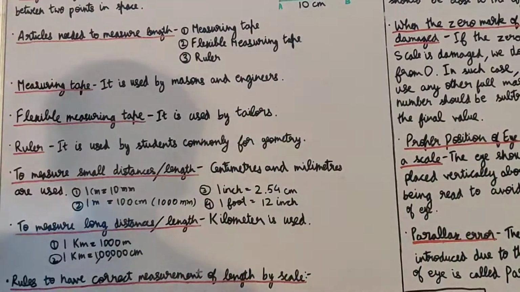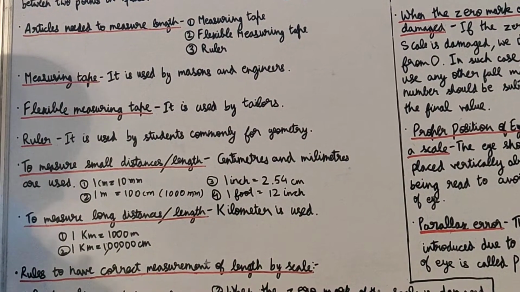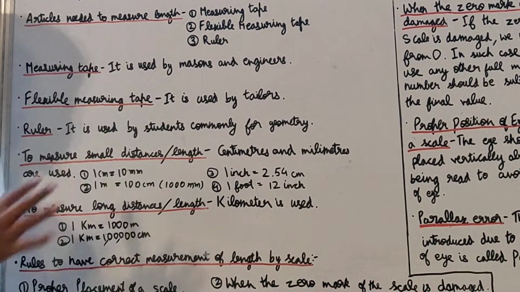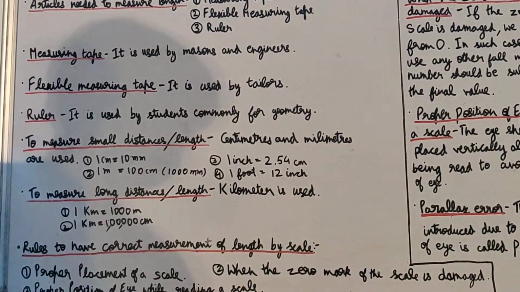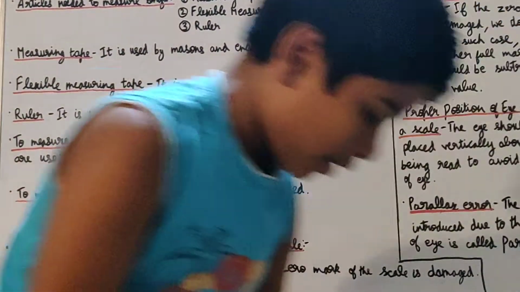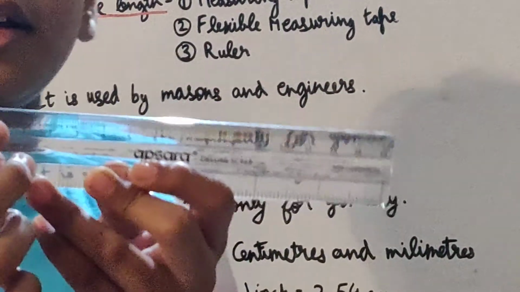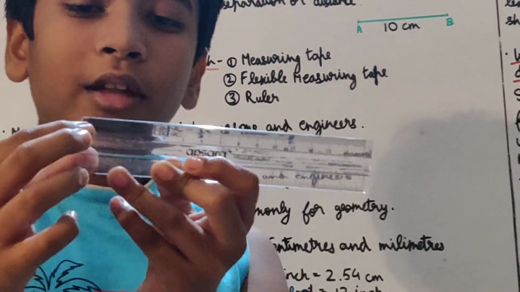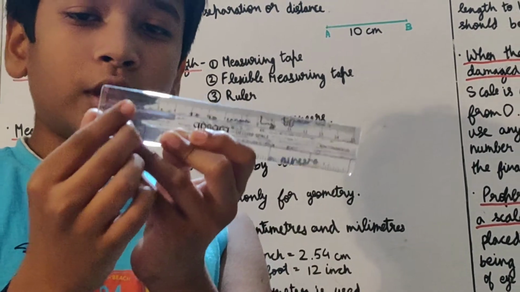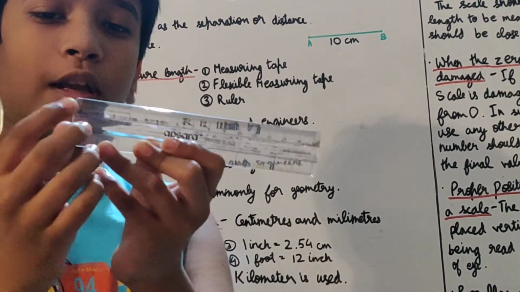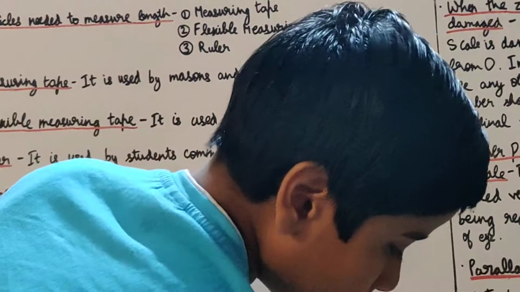Then, to measure small distances or lengths, centimeters and millimeters are used. First, 1 centimeter is equal to 10 millimeters. Over here, the distance between 0 and 1 is divided into millimeters. The small lines are over here. Between 0 and 1 there are small lines: 1, 2, 3, 4. These are 10 in number. That's why 1 centimeter is equal to 10 millimeters.